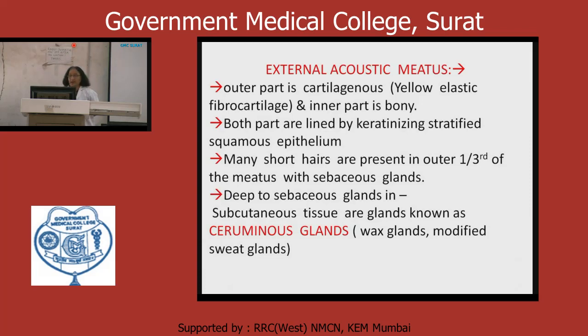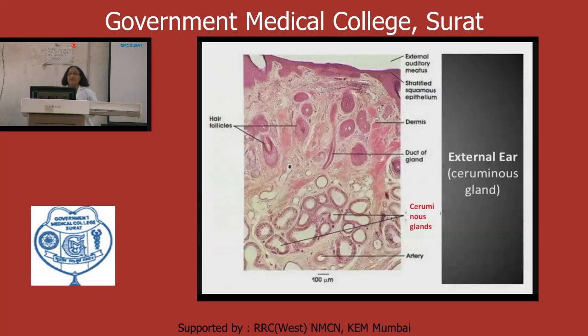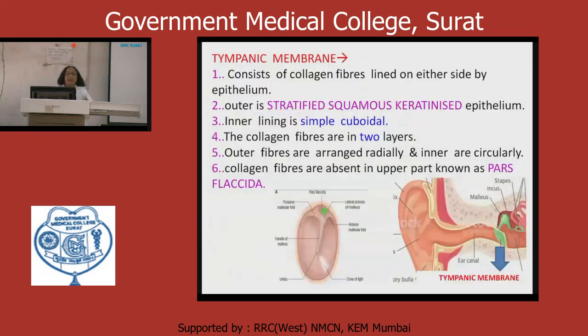Now, here you can see the given diagram from outer to inner side. This is the epithelium, stratified squamous epithelium. Then deep to this are the ceruminous glands, which are modified sweat glands and which are called the wax glands. They will produce the wax, and timely according to the human life, we have to evacuate the wax during the life.